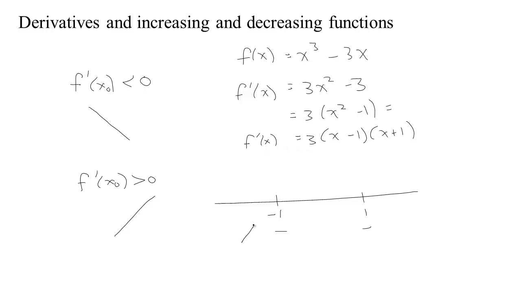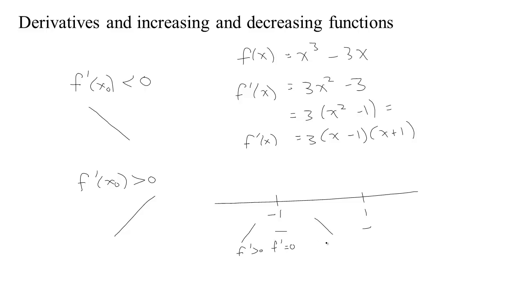That means the graph of this function must be going up in this region. If x is between negative 1 and 1, though, x minus 1 will still be negative, but now x plus 1 is going to be more than 0, so it's going to be positive. So we'll have a positive times a negative times a positive. That's going to be negative, which means the slope of the function is negative in that region, which means the graph is moving down.